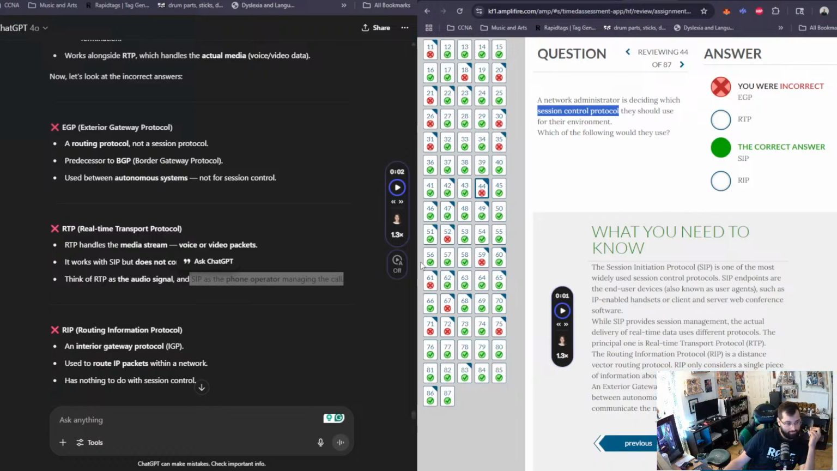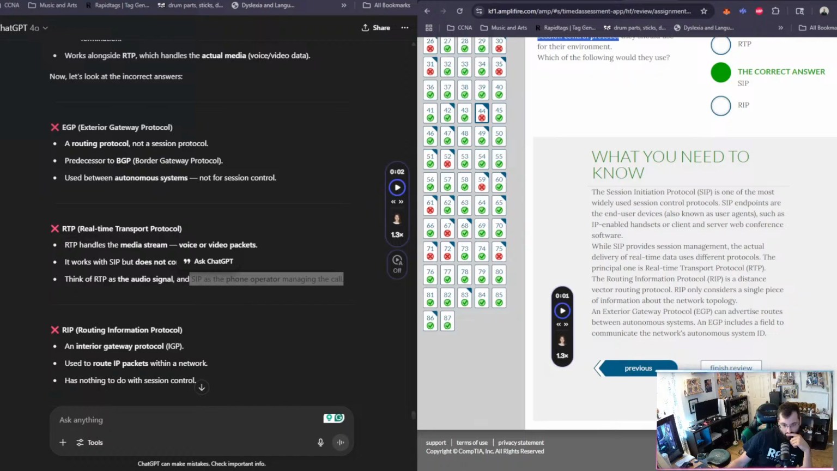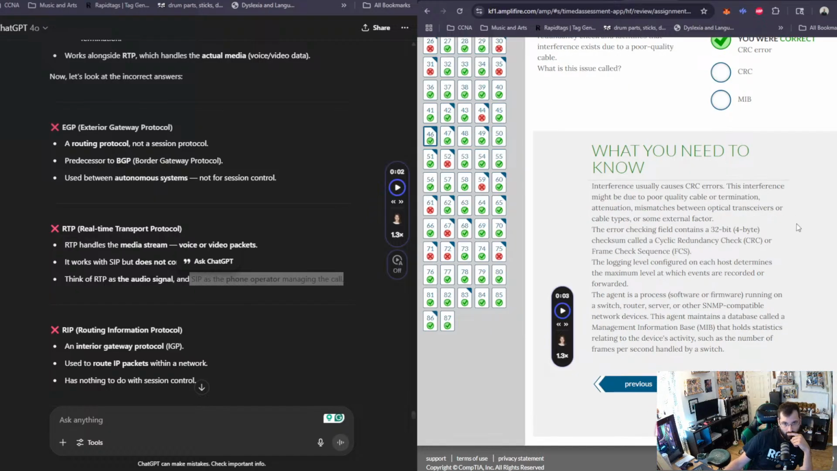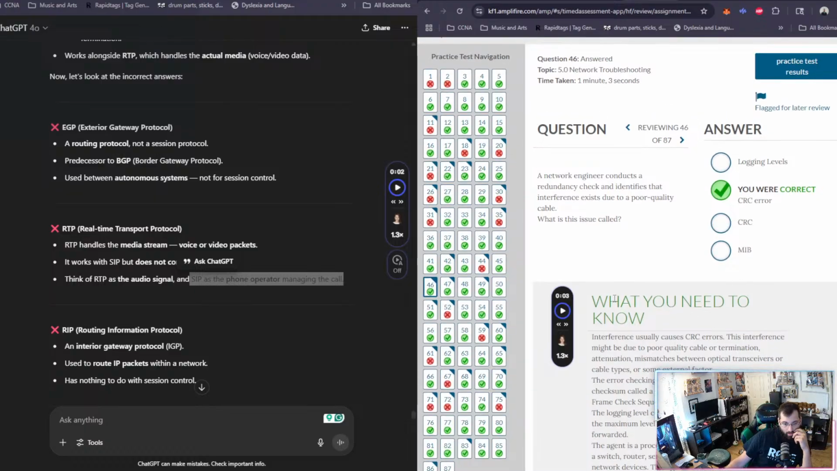RIP is an interior gateway protocol, which is kind of like a routing protocol, but like bigger. Okay, this is making a lot of sense. I think I guessed on this one.